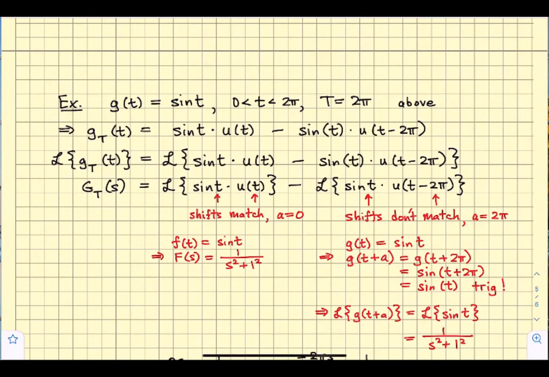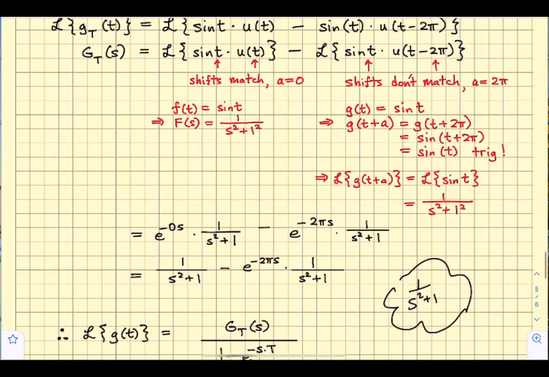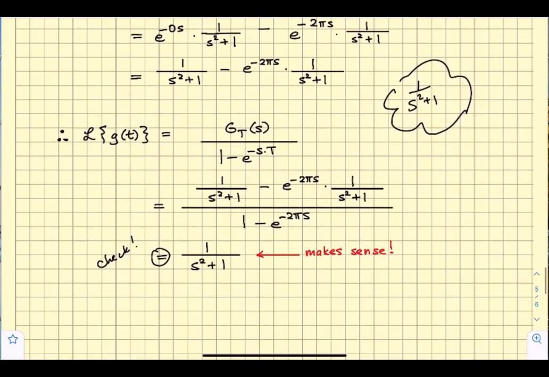We're doing the periodic version of sine t on 0 to 2 pi. That's an overly verbose way to say the regular sine function, and yet when we use this methodology, we got this very complicated looking Laplace transform using this periodic theory, and yet we know that the answer ought to be 1 over s squared plus 1. So, what's the explanation for that? Well, here, they're both correct.